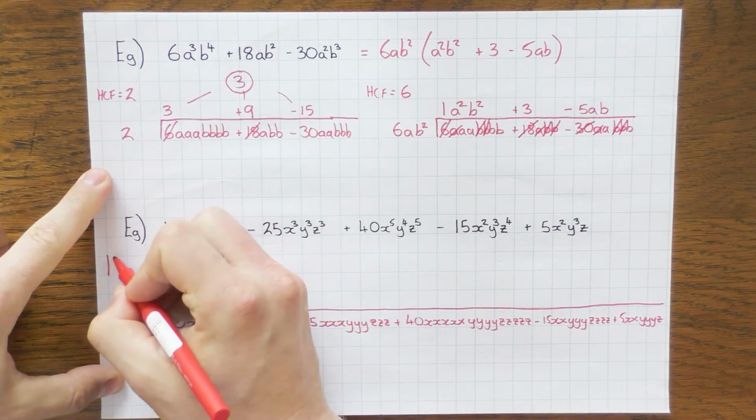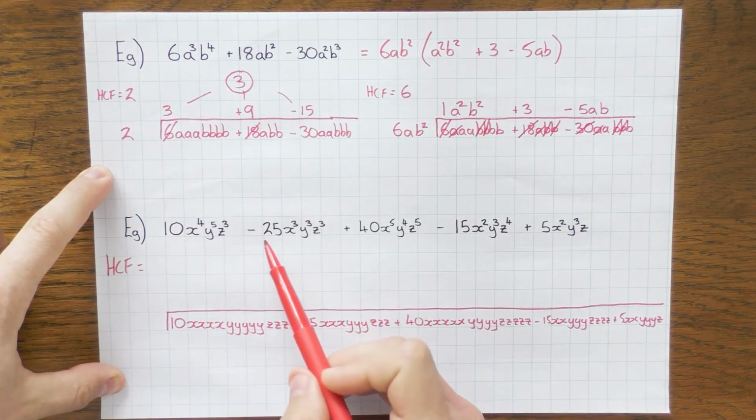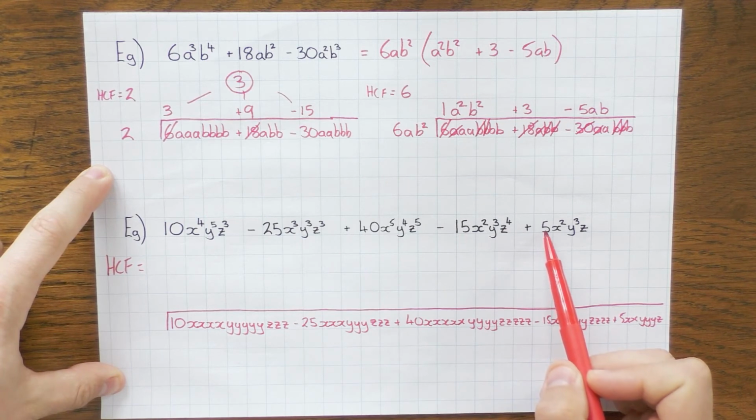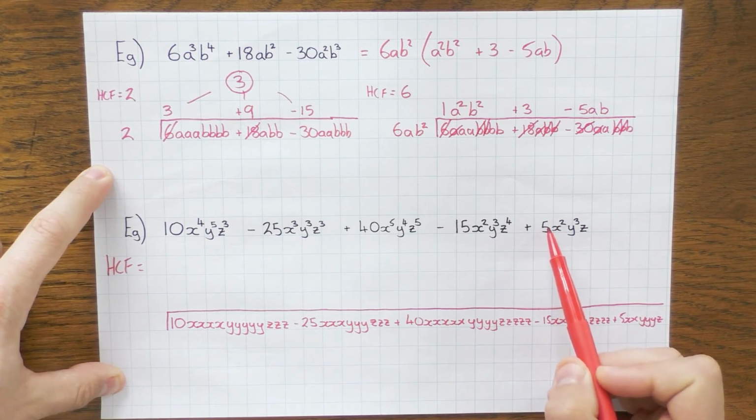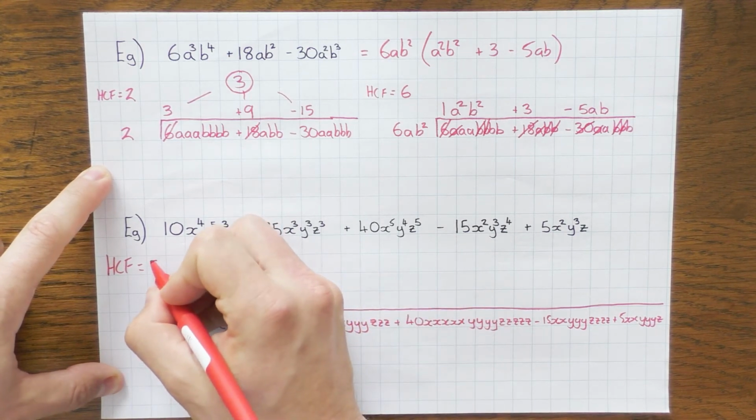Highest common factor then is the next step. What is the highest common factor that goes into 10, 25, 40, 15, and 5? So here I'm going to look at the lowest one, which is 5, and just double check it goes into all of these, which it does. So the highest common factor here is 5.